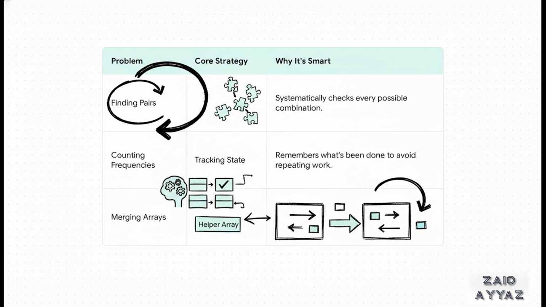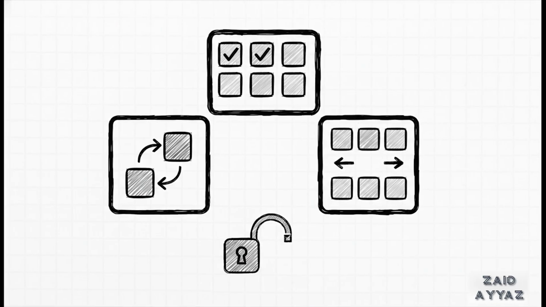These aren't just one-off tricks, you know? They are powerful, reusable strategies. And that really is the most important thing to remember here. Once you start to understand these core patterns, how to check all combinations, how to track what you've already done, and how to use pointers to move things around, you've unlocked the ability to solve a massive range of problems. You're not just solving one puzzle, you're learning the language of problem solving itself.